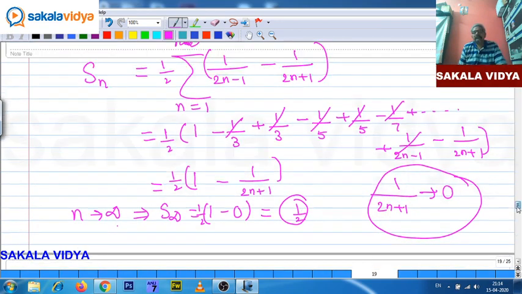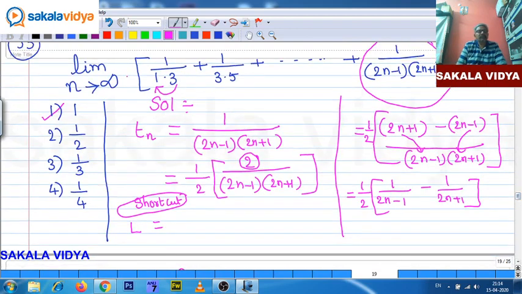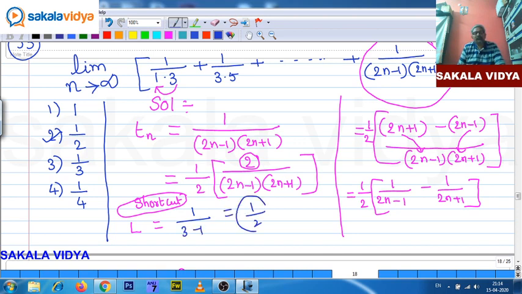So that means not the first option, please rule it out. The second option is the right option. Now, I will tell you the shortcut. See how to remember the shortcut: 1 divided by the difference of these two, 3 minus 1. So answer is 1 by 2. It's a very easy process, you can follow.